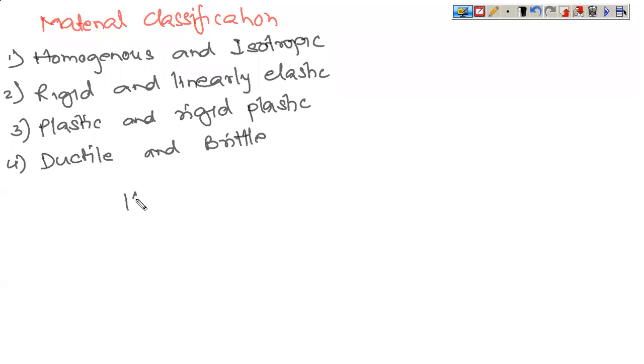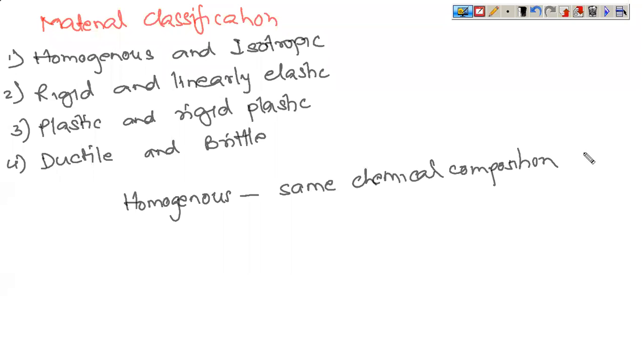This term you must have seen in chemistry. It is related to the same chemical composition throughout. Same chemical composition means if you mix salt and water, it will become a homogeneous solution. And non-homogeneous means if you are mixing sand with water. What happens? It becomes non-homogeneous, meaning you have different compositions at different locations.